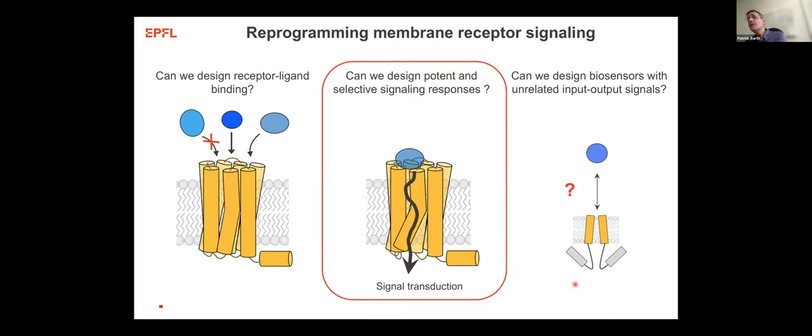But then you need to make sure that, when you want to design signaling biosensors, the structural perturbations induced by the binding of the ligand are very efficiently transmitted to the other side of the membrane, right? And this is an allosteric process. So how can we actually control this allosteric signal transduction? Can we develop methods to actually design these properties?